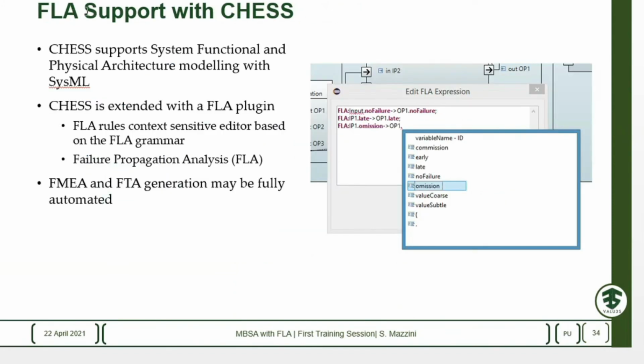The FLA is fully supported in the CHESS toolset through the modeling of SysML diagrams, but also there is an FLA plugin that supports the expression of FLA rules with a context-sensitive editor based on the grammar, and the analysis. There is also an extension dedicated to FMEA and fault tree generation.